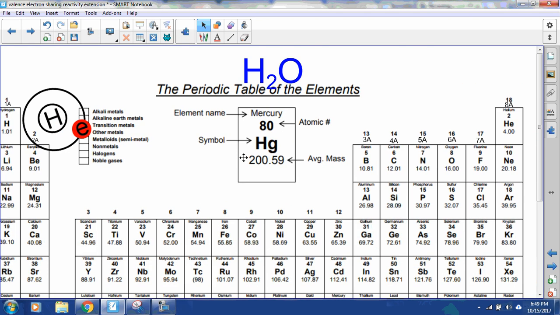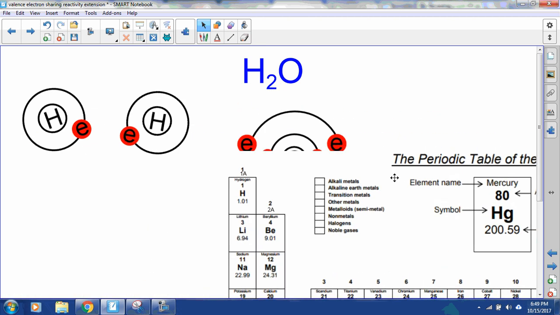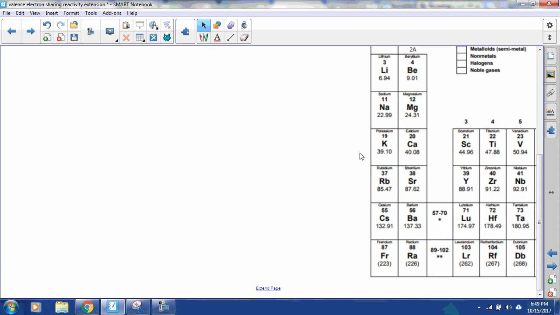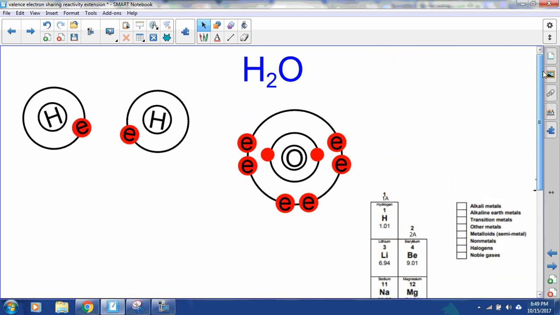Now oxygen is over here in family group 16, 6A, so 6 valence electrons. Valence electrons are the electrons on the last ring. So it has 1, 2, 3, 4, 5, 6 valence electrons, but then 8 total electrons.